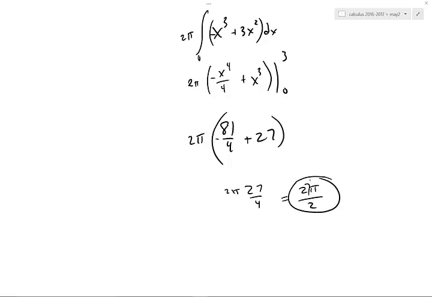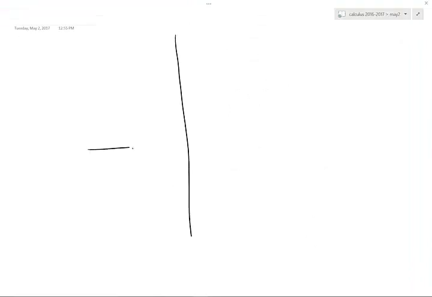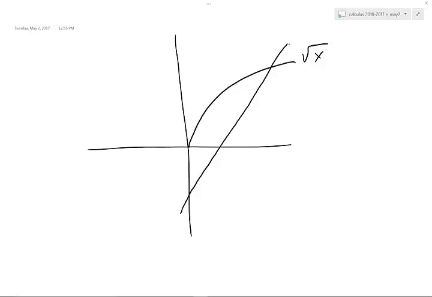All right. So let's do another fun one here. Look at this problem right here. Square root of x, and here is x minus 1. They cross somewhere. I don't know where they cross, Jacob. I don't really care right now. We'll figure it out in a minute.